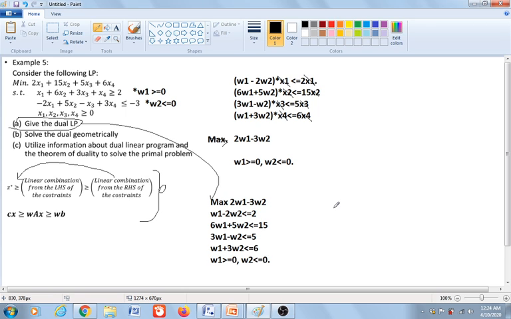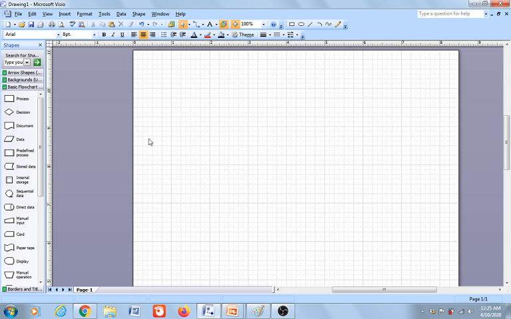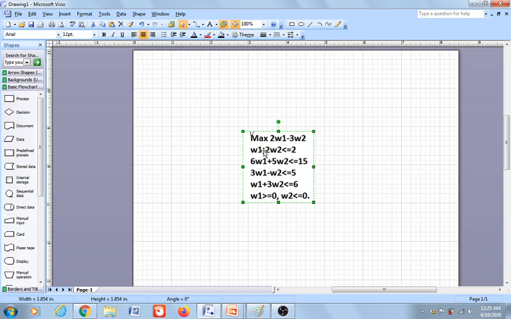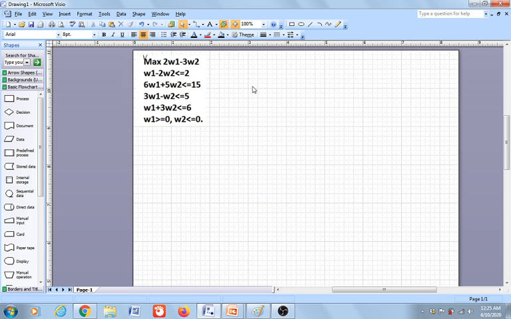Now we will solve problem B. So we need to solve this problem by using the graphical method. It is possible because we just have 2 variables, which are w1 and w2. So I'm gonna copy this problem. So this is the dual, and we will solve the dual by using the graphical method.